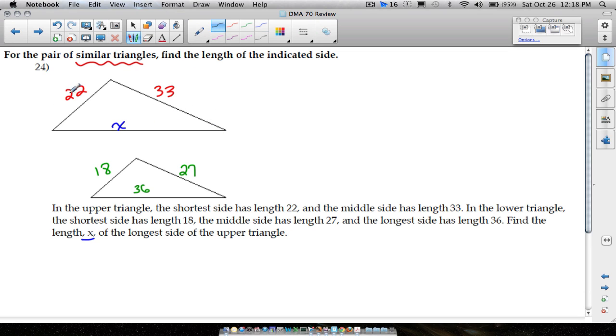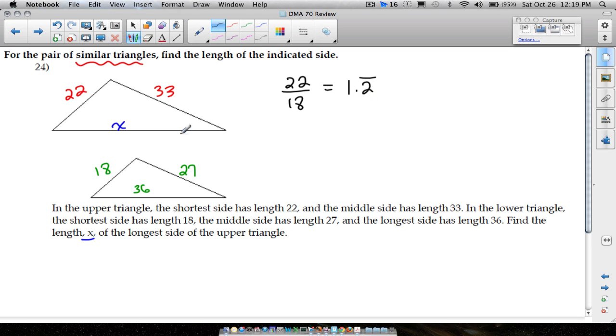We should be able to take this short side, divide by that short side, 22 over 18. Let's go ahead and get a decimal out of that, just for right now. 22 divided by 18 is 1.2 repeated.